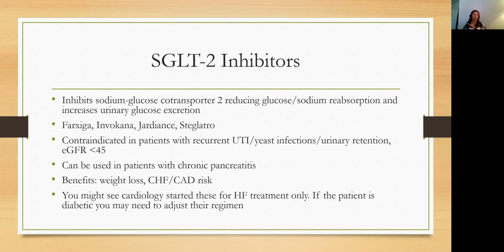Recently, I've been seeing cardiology using these for heart failure treatment and not diabetes, which is interesting. But they've shown in some studies that these are really good for heart failure treatment. And so, if you see it on your patient and you're like, wait, they don't have diabetes, it might be because of that. But it's also something to consider if your patient does have CHF. You might want to choose this over anything else because it can be really helpful.